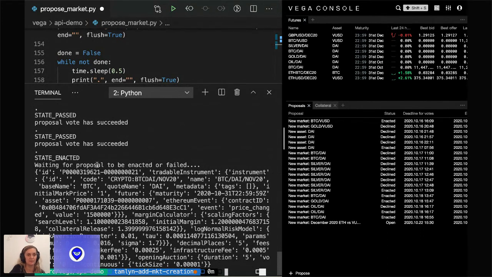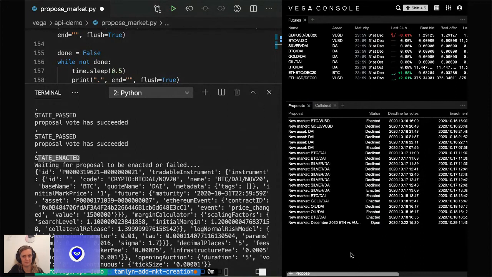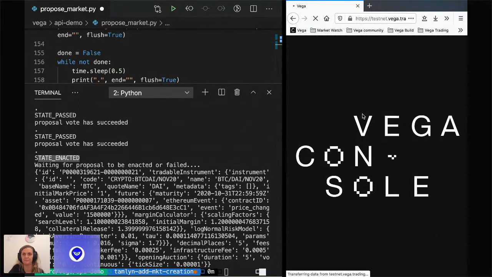Right, this is looking promising. It looks like we've got an active market. So let's see if we see it over here. And again, this may see another little refresh. I don't see it, so I'm just going to hit refresh on that.